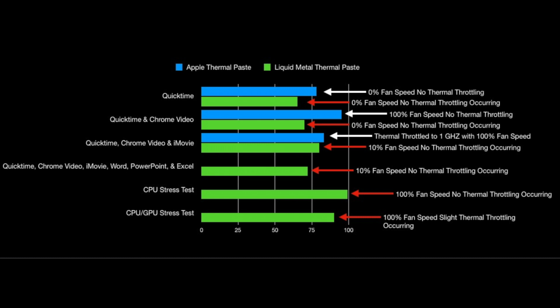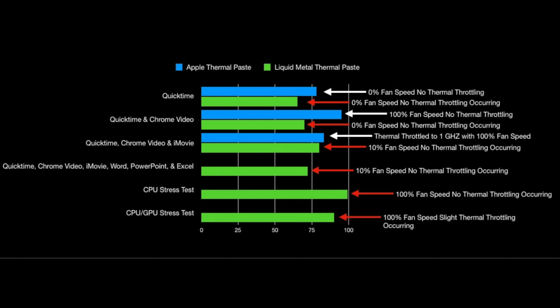But then what really separated the two is when I opened Chrome and launched a video. With the Apple stock thermal paste, I had 100% fan speed, and my temperature went up to 95 degrees Celsius. With liquid metal, it stayed at 70 degrees Celsius, really close to where it was with QuickTime, and I had 0 fan speed. So that's a huge difference right there, and the fans aren't having to turn on, and the thermal temps are not really increasing.